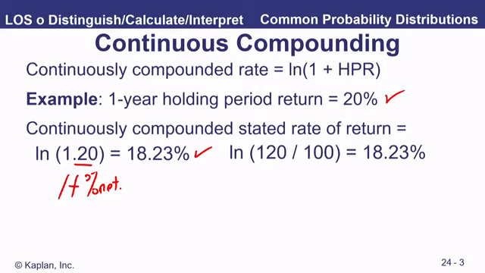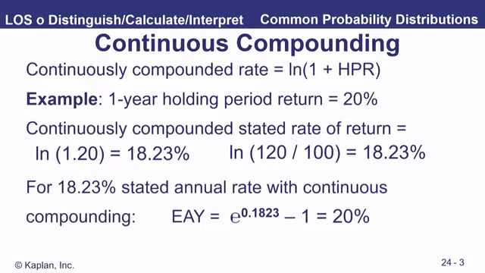Here we can see, going back the other way, our ending value over beginning value, that's just 1.2, 1 plus 20%. That's what we just figured out. And going back the other way, as I said, your e to the x function, if we put in the stated rate, we get the effective rate.